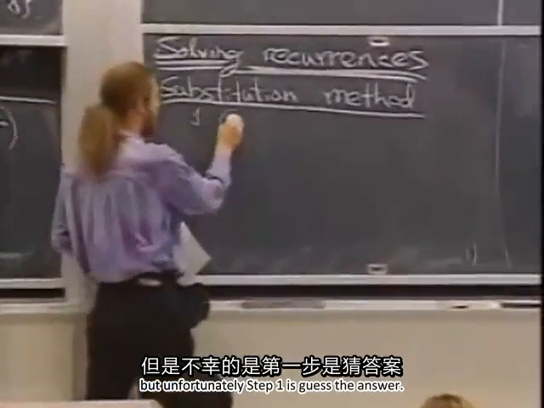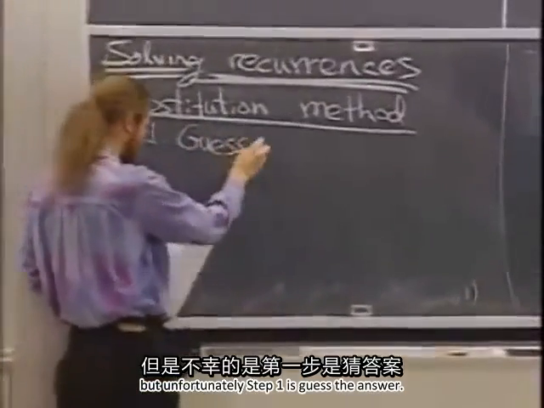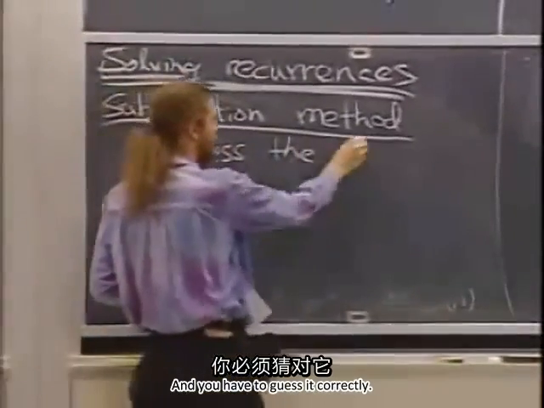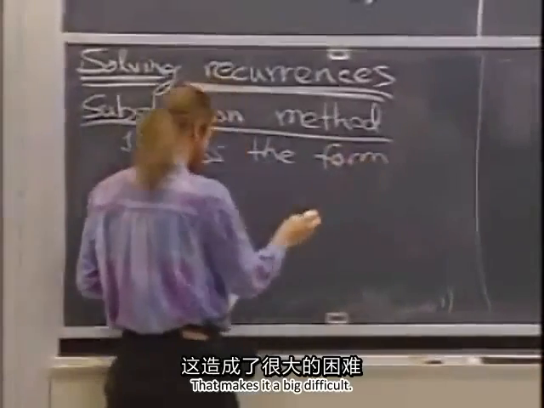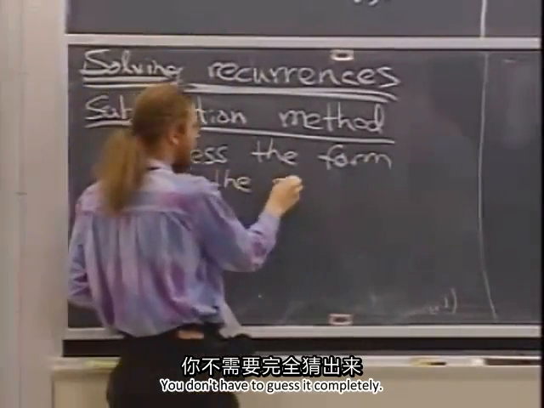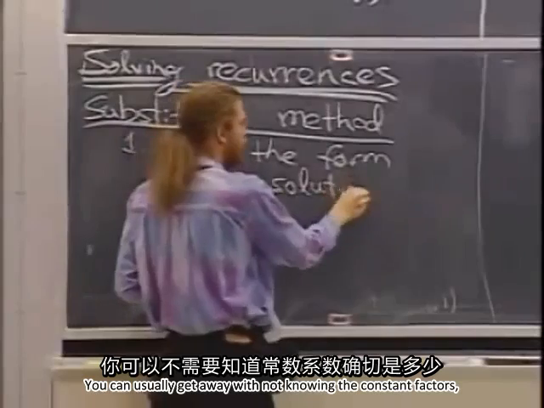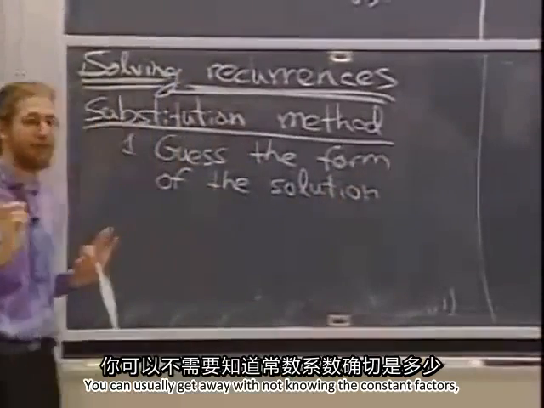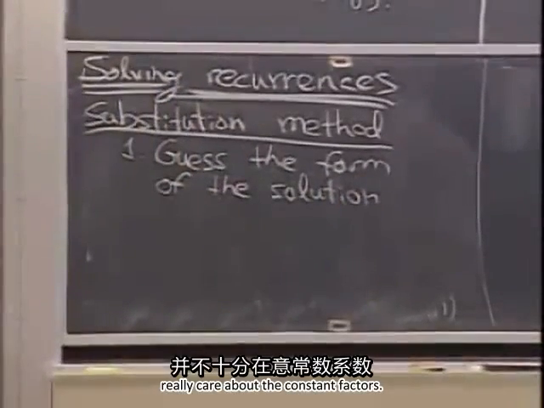But unfortunately, step 1 is guess the answer. And you have to guess it correctly. That makes it a bit difficult. You don't have to guess it completely. You can usually get away with not knowing the constant factors, which is a good thing because we don't really care about the constant factors.